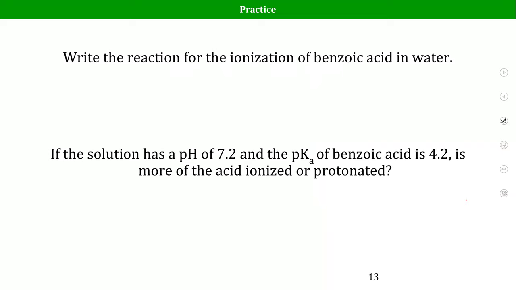So let's practice using that. Benzoic acid is a benzene with a carboxylic acid attached to it. So write out the reaction as an equilibrium reaction with water, and then try to answer it. I'll give you a couple minutes to do that, and think about this second question.